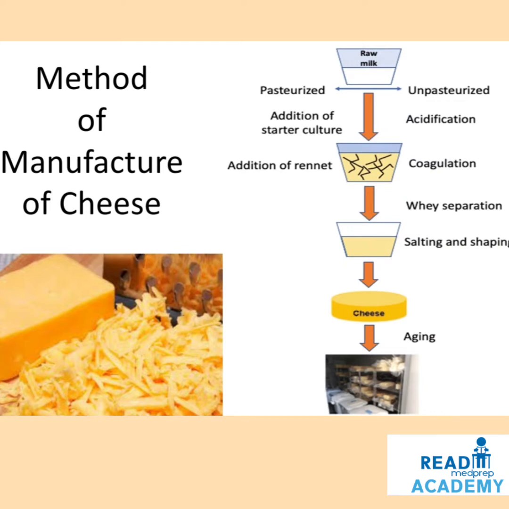Addition of starter culture is done to cause acidification. Addition of rennet is done to cause coagulation of the milk protein, and the whey separation is done. Salting of the solids and the shaping of the solid is done by pressing, and the cheese is obtained. Aging is done of the cheese, and it is packed and manufactured and transported and distributed.